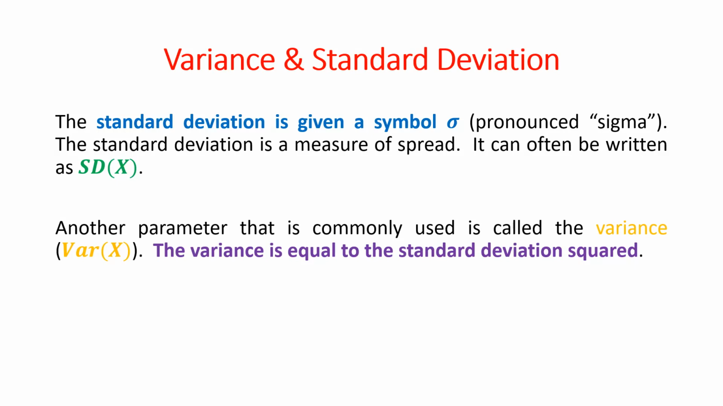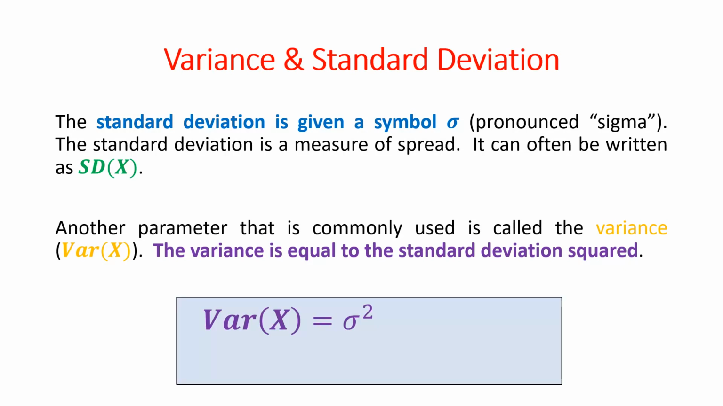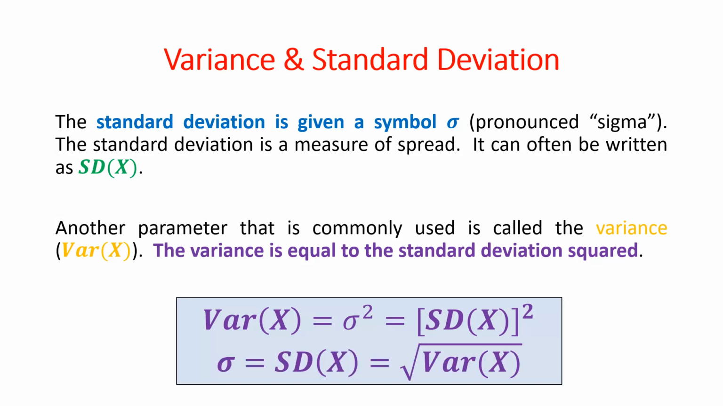Another parameter that is commonly used is called the variance, which can be shortened to var of x. The variance is equal to the standard deviation squared. So we can say the variance of x is equal to the standard deviation squared, or if you prefer the other notation, SD of x all squared. And we can rearrange this and say that the standard deviation is equal to the square root of the variance.